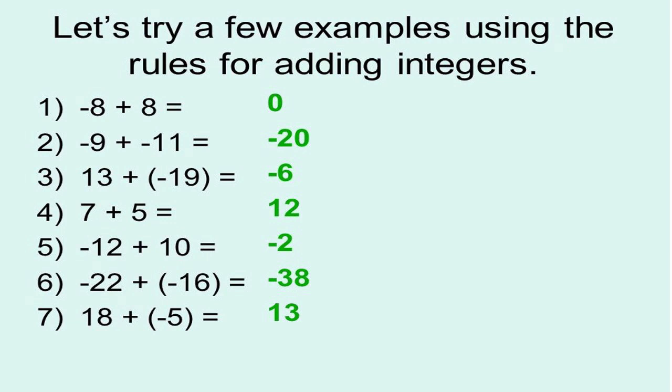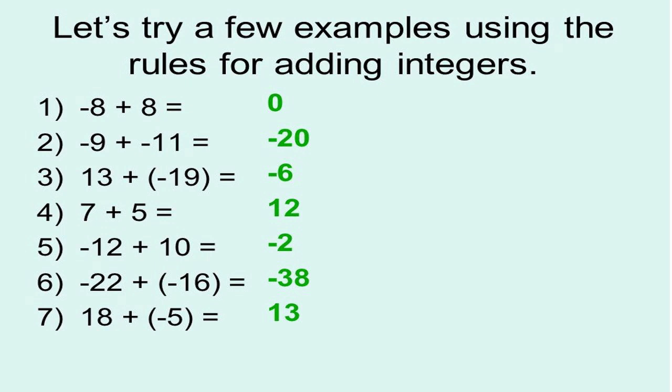Let us try a few more examples using the rules for addition of integers. Minus 8 plus 8. One is positive, other is negative. We'll subtract them. 8 minus 8 is 0. We have to attach the sign of the greater number, but both the 8s are equal, negative 8 and positive 8. We do not consider the sign, we consider the absolute value. So both the numbers are equal, and no sign will be attached.